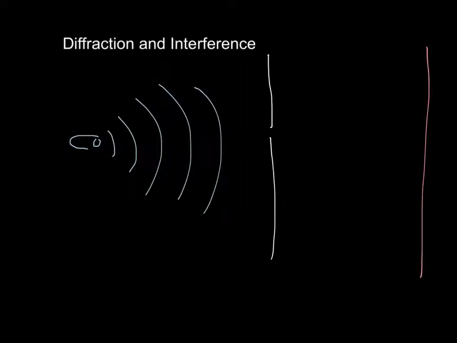So again, all we want to know is I have some source of light, I shine it through one or more openings, and I look at the pattern on the screen. And we want to learn how to predict what pattern we're going to see, just by looking at the type of light that is being emitted and the opening here.